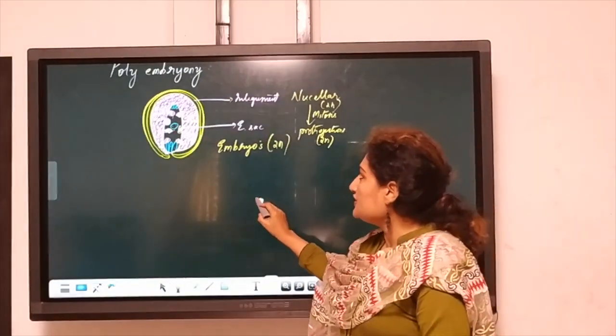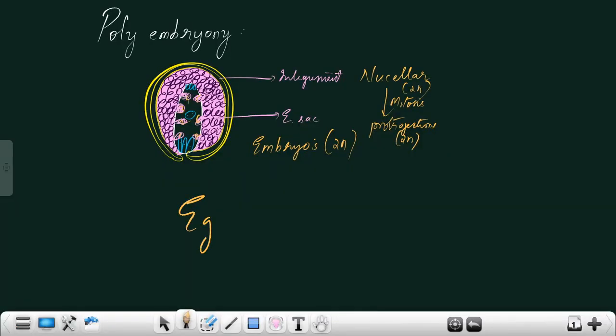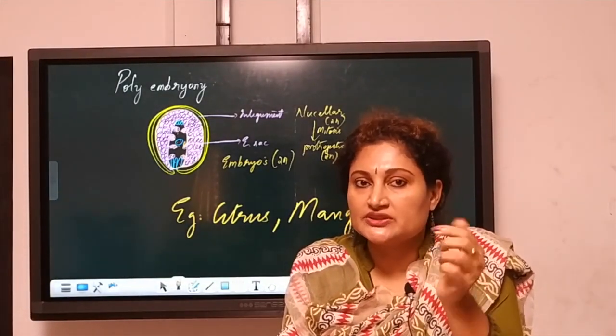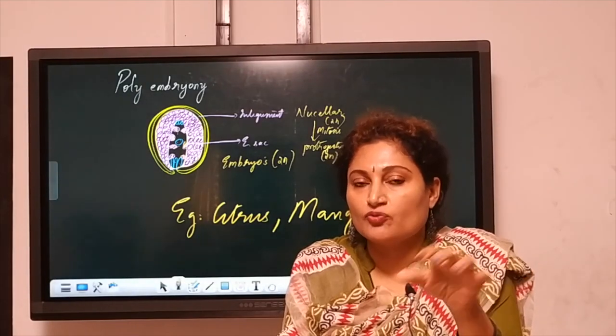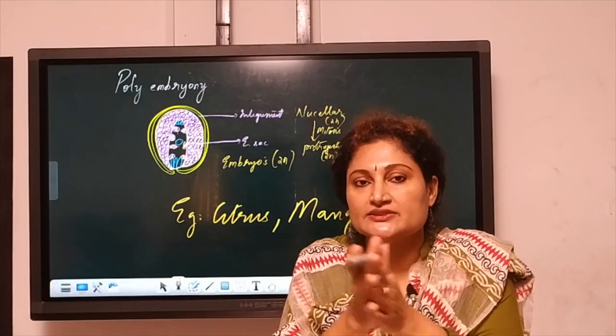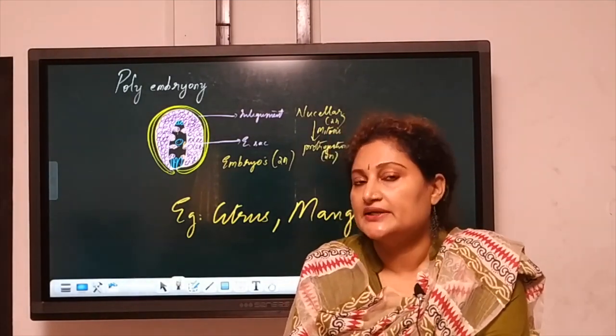And polyembryony is found in fruits like citrus and mango. So questions are asked indirectly. If you squeeze citrus seeds or mango seeds, you can see a number of embryos projected out. What is this phenomenon? The answer is polyembryony. The embryo sac consists of a number of embryos. And remember the ploidy of these embryos is diploid.